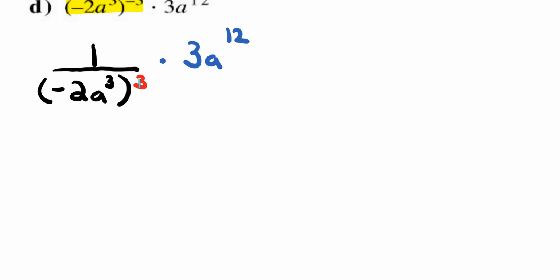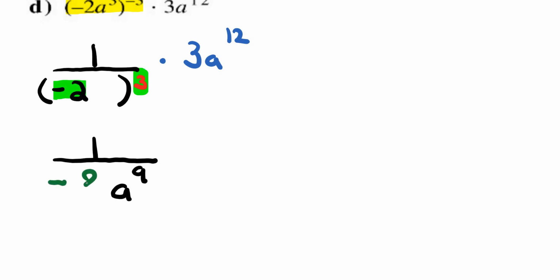Okay, now we need to deal with this 3 and this a to the power 3, so that's going to be 1 over, that's going to be a to the power of 9. 3 times 3 is 9. And then you have negative 2 to the power of 3. Okay, so if I just kind of erase this now, think about that. We have a negative 2 to the power of 3. So that's negative 2 times negative 2 times negative 2, which is going to be negative 8. Okay, so remember, negative 2 to the power of 3 is equal to negative 8. Okay, and then we can multiply this by 3a to the power of 12.